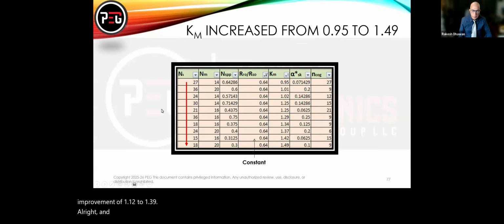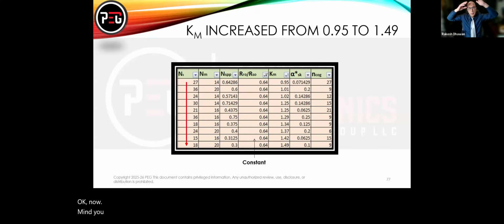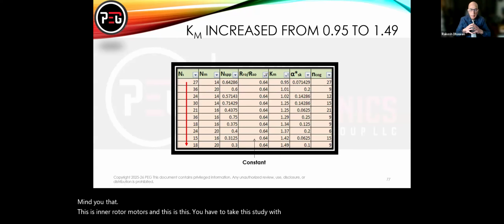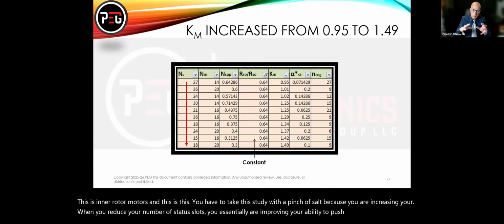And then here's another example where we went from 27 to 18, and you can see this is going down to 0.3, and we have had a 50% increase in torque here, okay? Now, mind you that this is inner rotor motors, and you have to take this study with a pinch of salt, because when you reduce your number of stator slots, you essentially are improving your ability to push torque, copper in the slots, right?